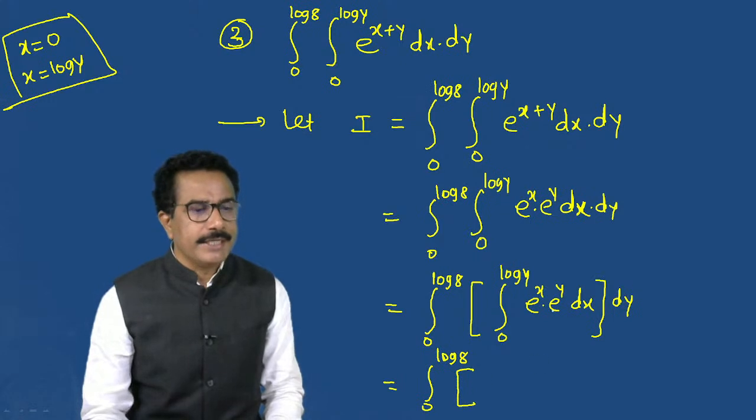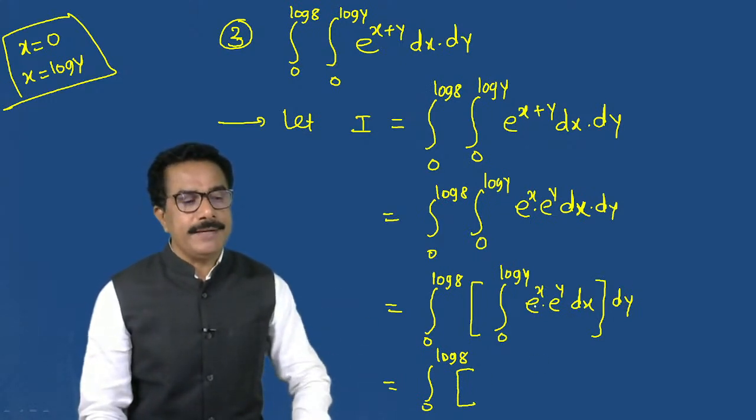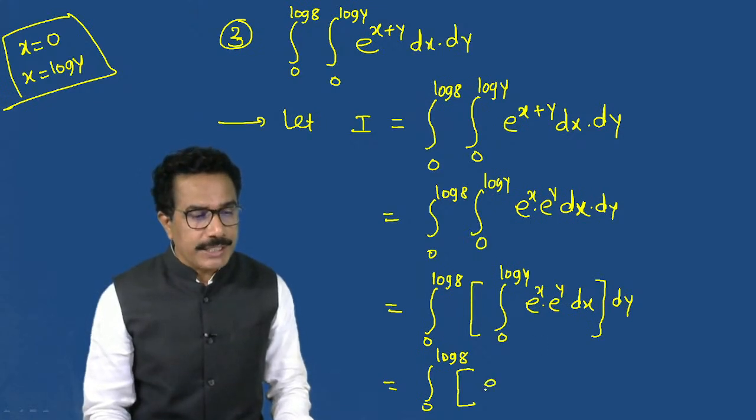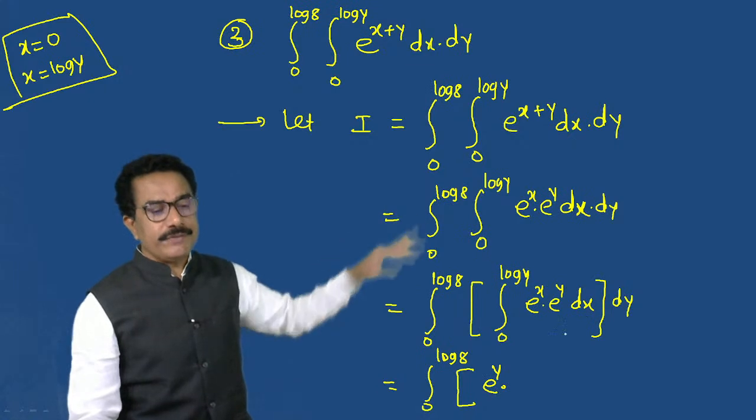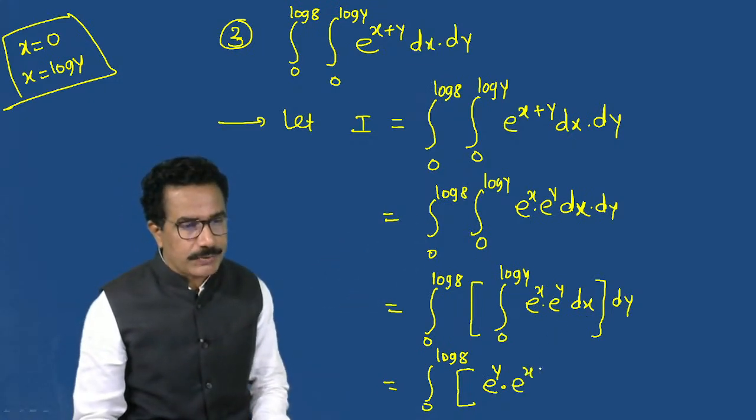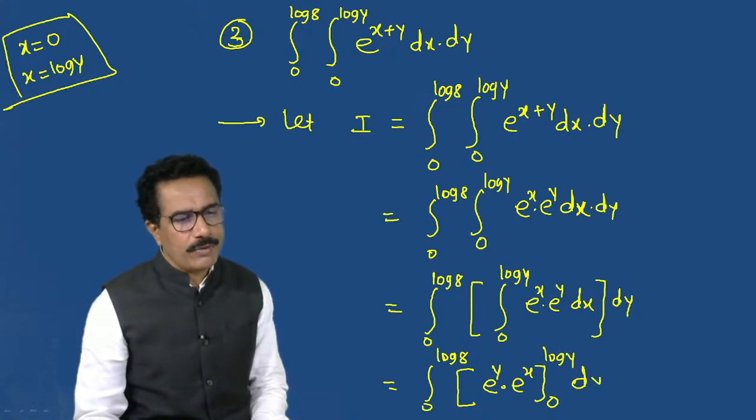Now if we take integration with respect to x, keeping y constant, e raised to y as it is. The integration of e raised to x with respect to x is e raised to x over the limit 0 to log y, with respect to y, keeping y constant.